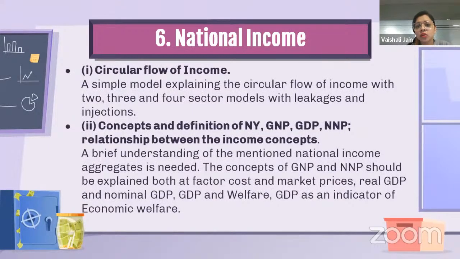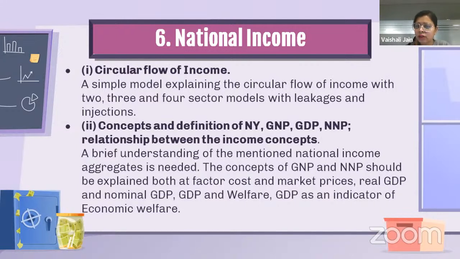And in national income, we have circular flow of income. Circular flow of income with 2, 3, and 4 sector models is there in the syllabus with leakages and injections. So it is very obvious that when 3 and 4 sector will come, leakages and injections are bound to come. Then we have concepts and definitions of national income, GNP, GDP, and NNP, and the relation between all these concepts.